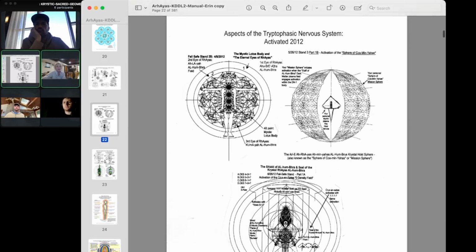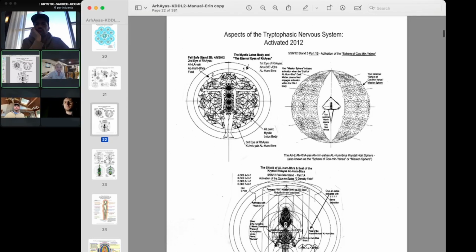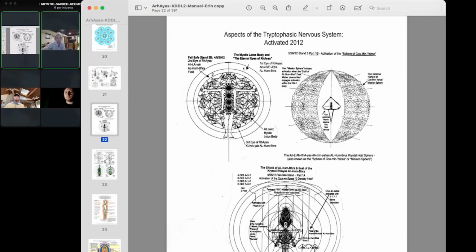The next phase would be the activation of the sphere of Cosmiyah, or the mission sphere. In our field, it looks like a million glittering stars. It looks like we're inside a bubble made out of all these beautiful little glittery stars. When we breathe, we pull frequency in from those stars into our heart of Ephema, which is inside the 3rd chakra.